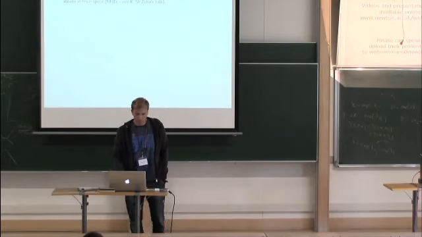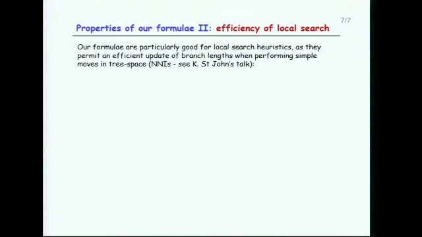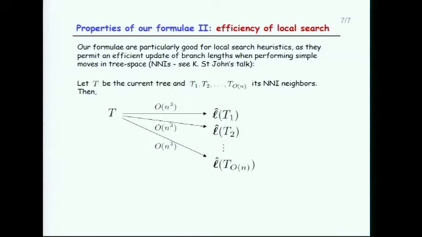But I think the most interesting thing is that these formulas have nice algorithmic properties when you use them in combination with local searches, because they allow us to update branch lengths really efficiently. In local searches, we basically do some simple moves, for instance NNIs. We've seen them in Katherine St. John's talk. I'm not going to say what they are; it's not really important in this case.